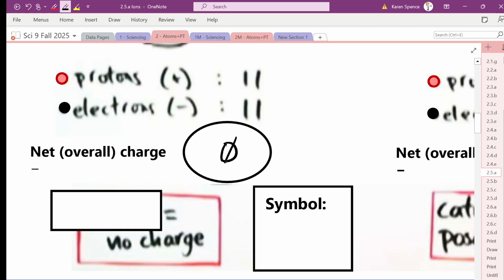You'll notice I often put a line through the 0. That's just because I am a chemistry teacher and O looks like oxygen too. Okay, you don't have to put the line through the 0. What means no charge? Neutral. What is the symbol for sodium? Na.